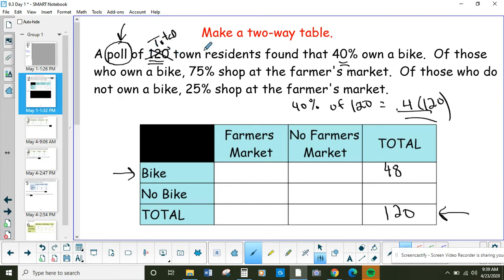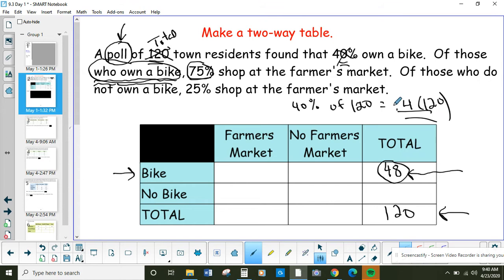So check, I did my 120, check, I did my 40%, and I just keep reading the problem and keep checking them off. So of those who own a bike, 75% shop. Now, be careful. They say of those who own a bike. So we're getting specific here now. We're not talking about the 120 anymore. We're just talking about the bike owners. So in other words, we're going to find 75% not of 120 this time. We have to find 75% of these guys, and these guys are only 48.